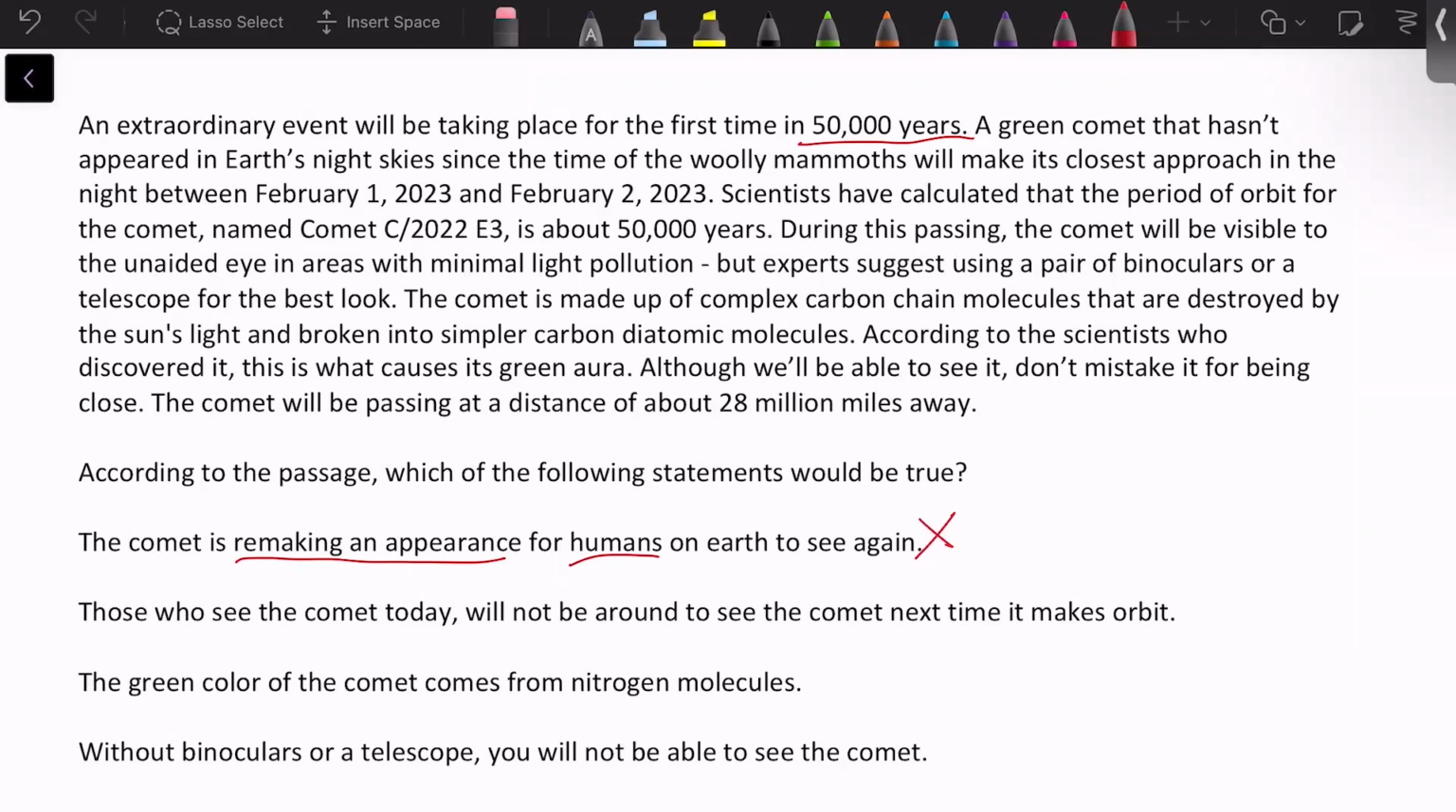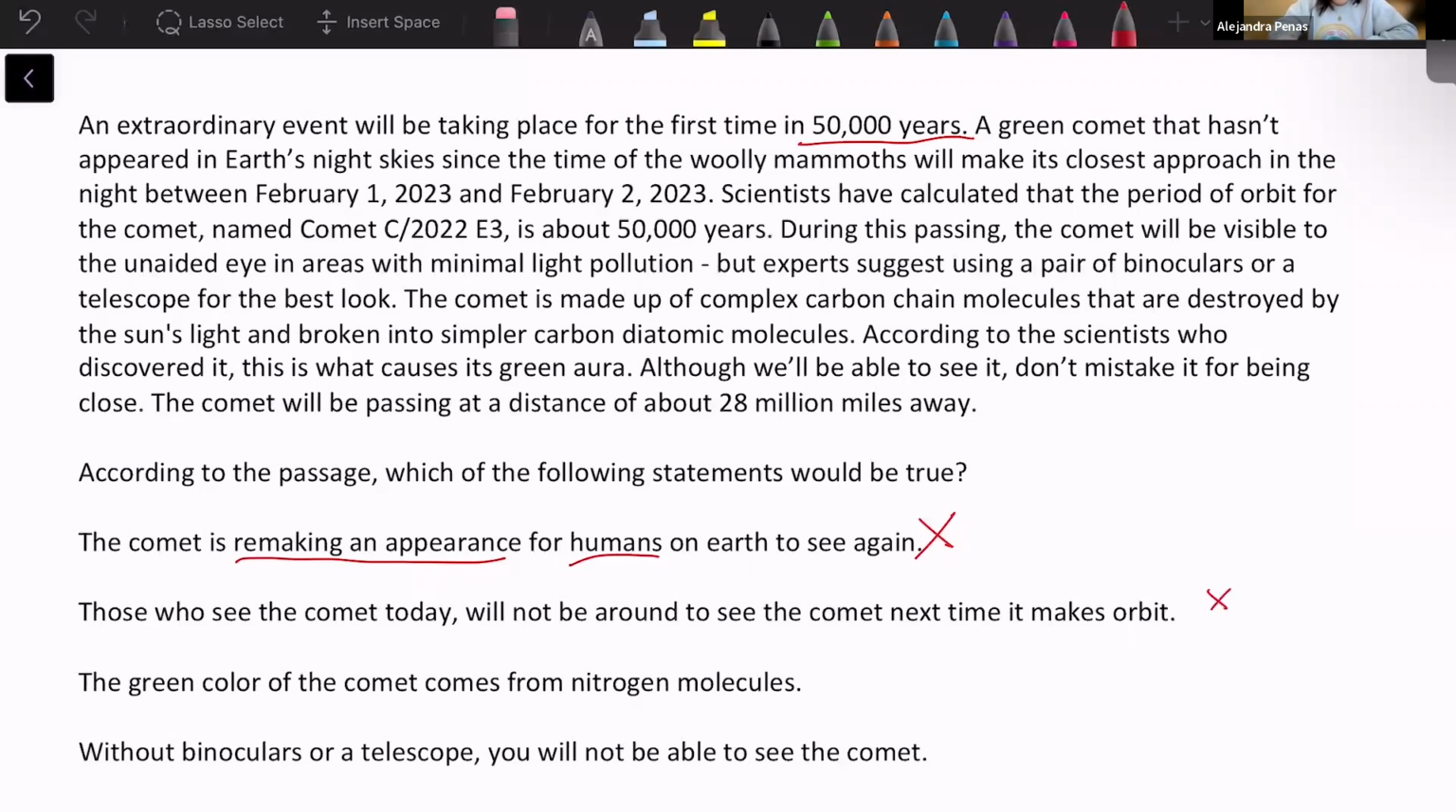Those who see the comet today will not be around to see the comet next time it makes orbit. No. Your confidence is eating. Yeah, exactly, I was about to say no. All right, so you're suspecting no? Yeah. Okay, so I'm going to mark it as no.